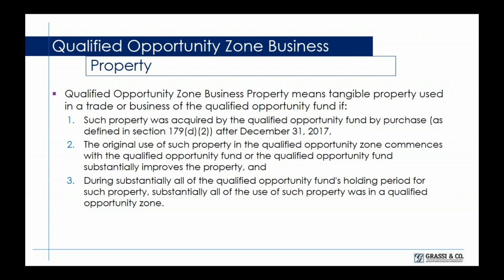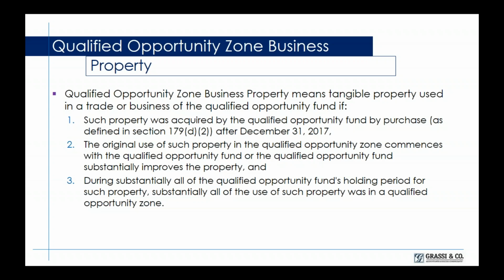So let's talk about what qualified opportunity zone business property is. Qualified opportunity zone business property means tangible property used in a trade or business of a qualified opportunity fund if such property was acquired by the qualified opportunity fund by purchase after December 31st, 2017. The original use of such property in the qualified opportunity zone commences with the qualified opportunity fund, or the qualified opportunity fund substantially improves the property. Keyword, substantially improves the property.